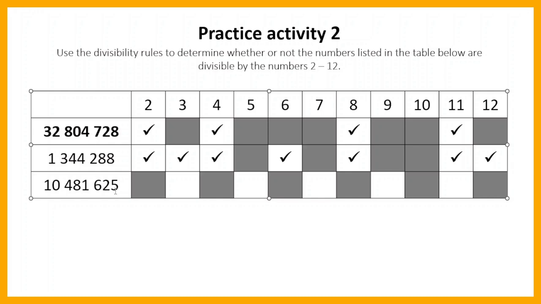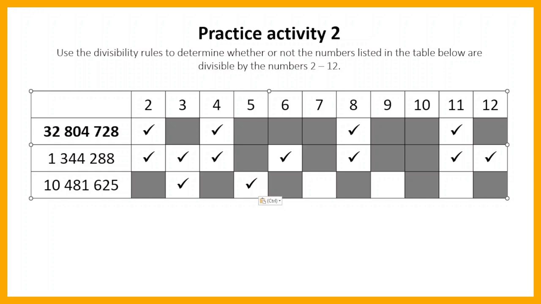It's not possible. Next, I'm going to look at 3. So I'm going to add up all my digits. I have 1 plus 0 plus 4 is 5, plus 8 is 13, plus 1 is 14, plus 6 is 20, plus 2 is 22, plus 5 is 27. So the sum of all of the digits is 27. 27 is a multiple of 3, so I can put a tick in there. Then my last digit is 5, which means that my number is a multiple of 5, so I can put a tick in there as well.